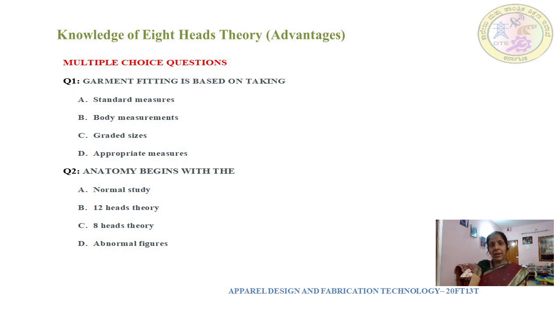Now, here are the multiple choice questions at the end of the session. First question is, garment fitting is based on taking: standard measures, body measurements, graded sizes, appropriate measures. These are the four options. The second question is, anatomy begins with the normal study: 12 heads theory, 8 heads theory, abnormal figures.